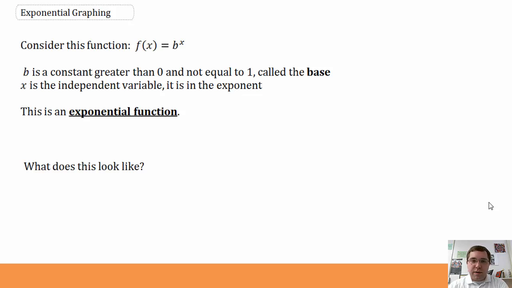This is a video on exponential graphing for Honors Algebra 2. Consider this function, f of x equals b to the x power, where b is a constant greater than 0 and not equal to 1.